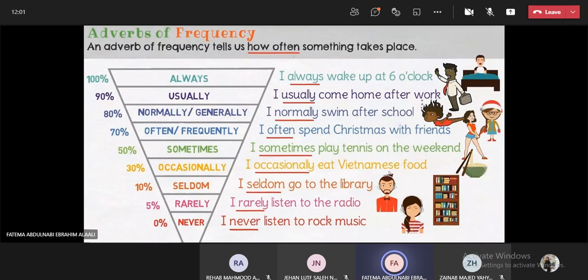Okay, and these are some examples of adverbs of frequency. Put in a sentence, like I always wake up at 6 o'clock. Something I always do. Okay, I sometimes play tennis on the weekend, just like more than 50%. Sometimes I do and sometimes I don't. And I never listen to something I don't do at all.